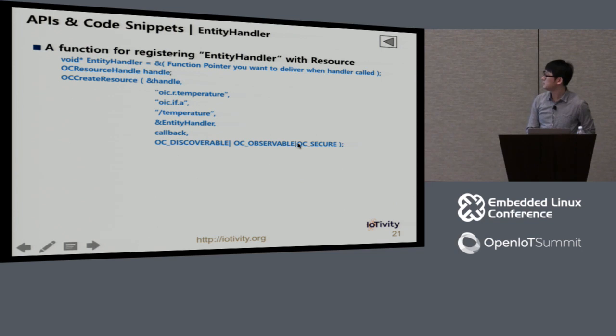And these are the kind of characteristics of the resource. If you want to make this resource discoverable on the network, you have to put this flag. If you want to make this resource observable, then you have to put this flag. And this is an extra one. If you want to make this resource secured, then you have to put this. If you put this, you cannot discover the resource if you don't provision yourself to the resource server.